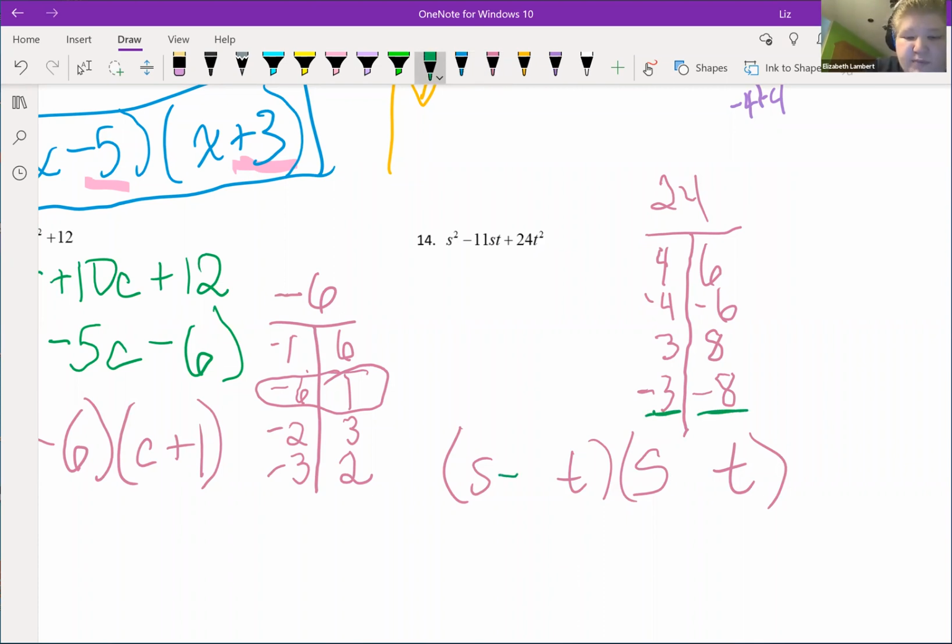And here's where they go. S minus 3t times S minus 8t. There's our factored form. So if I did those in the box, multiplied it all out, combined my like terms, I would get back to that start. So this is more to show you, if you happen to get more than one variable, one at the front, one at the end, this is how the factored form looks. If you haven't seen that before, it can be kind of freaky.